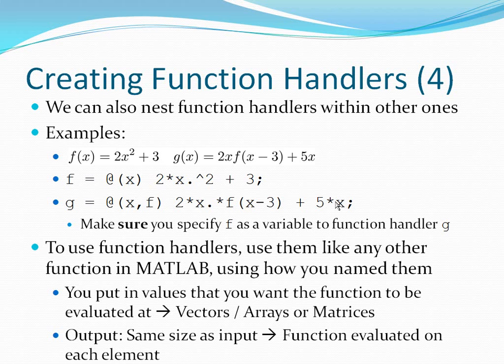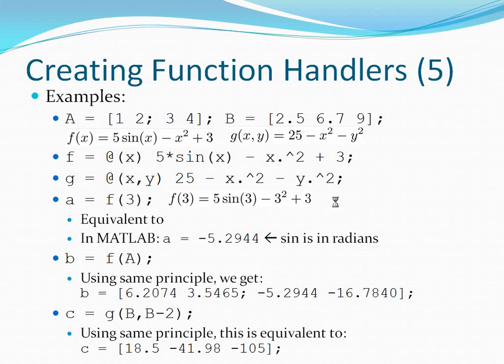Let's say I wanted to create a 2 by 2 matrix, which is 1, 2, and then 3 and 4. And then let's say we had a 3-element vector, which is 2.5, 6.7, and 9. All right. So you have a function, f of x, which is 5 sine x minus x squared plus 3. And then we have another function which is 25 minus x squared minus y squared. So we're going to create those two function handlers just like we saw the last time. Very, very simple. You've seen this before.